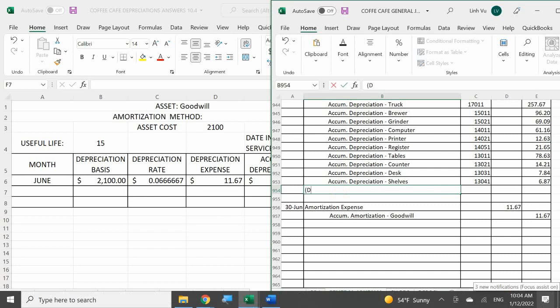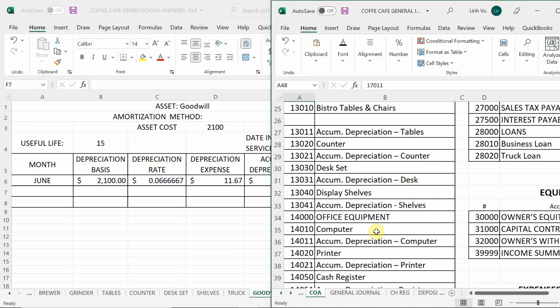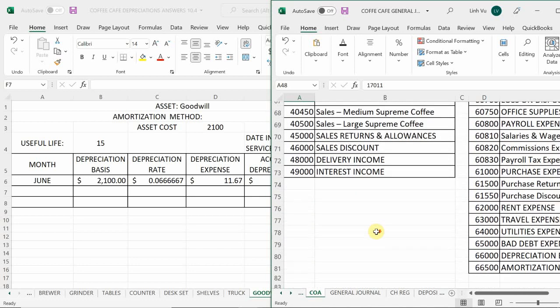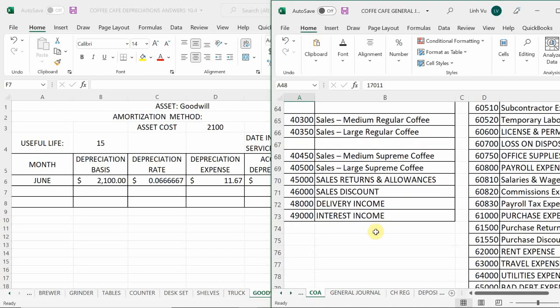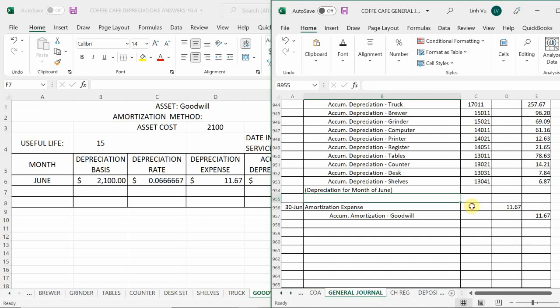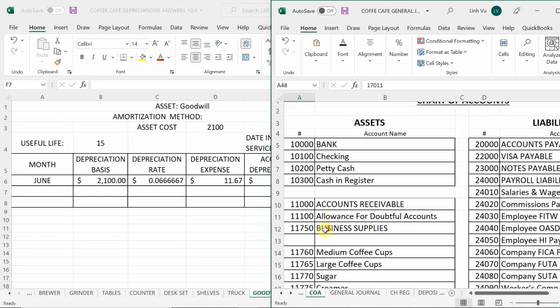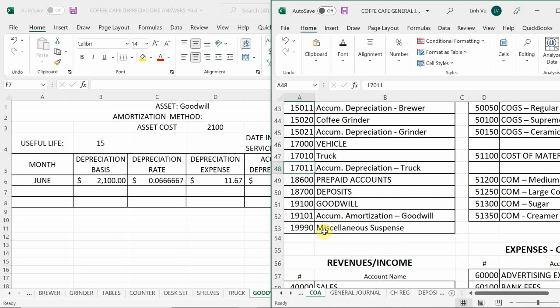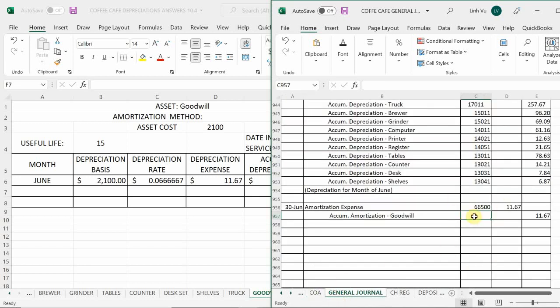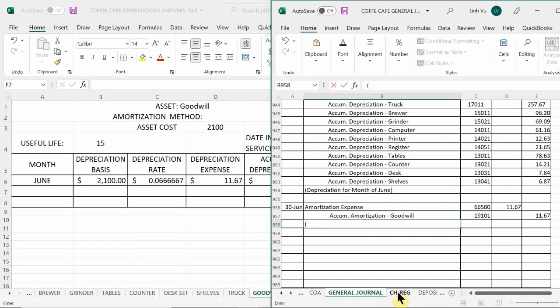I'm going to put a note here. Depreciation for month of June. And then the amortization account. Amortization is 66500. And then the accumulated amortization for goodwill is 19101. Okay. And I'm going to also write here amortization for month of June.